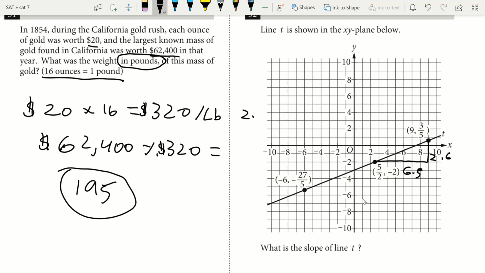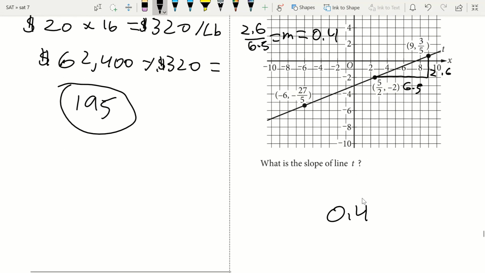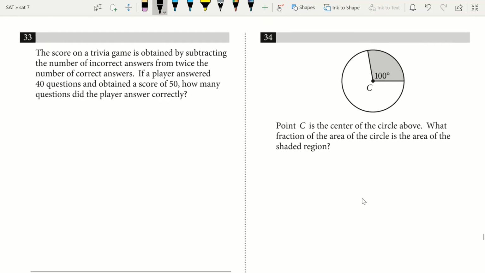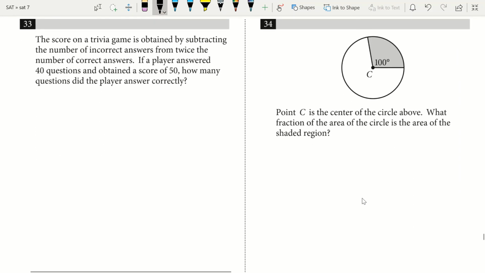So I'm going to use 2.6 over 6.5 to give me my slope. And when I plug that into my calculator, 2.6 over 6.5, that's going to give me 0.4. So my answer there is going to be 0.4, right? That's my answer. Okay, so now I can go ahead and move on. Question 33. Score on a trivia game is obtained by subtracting the number of incorrect answers.